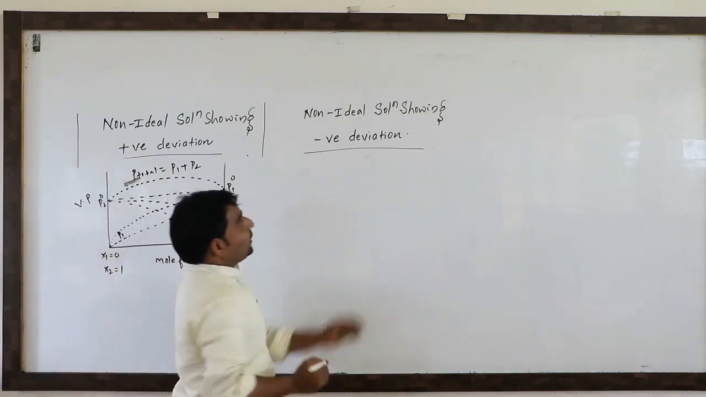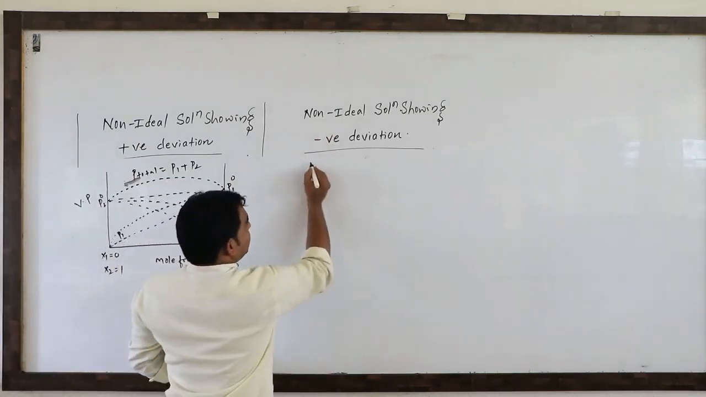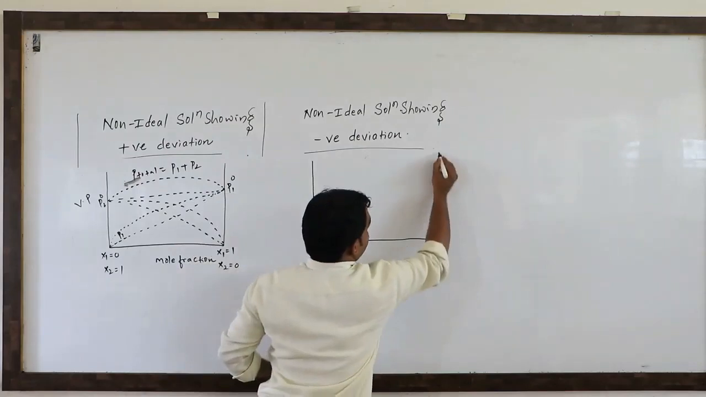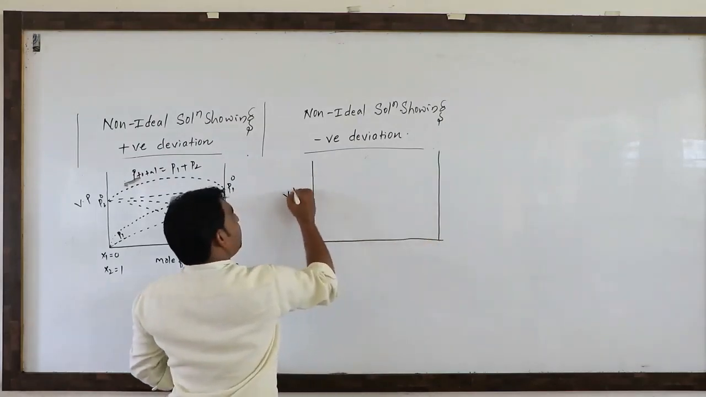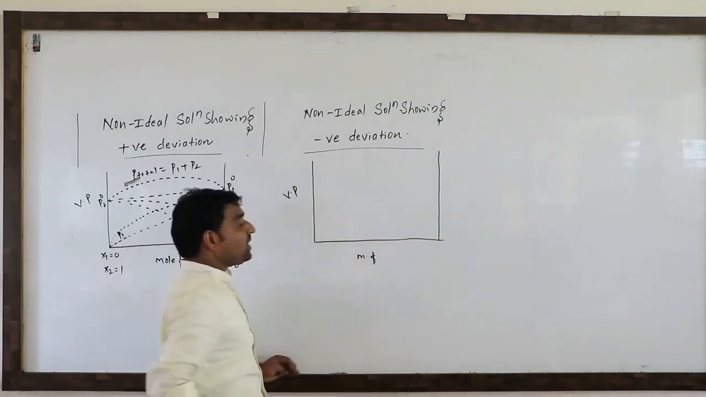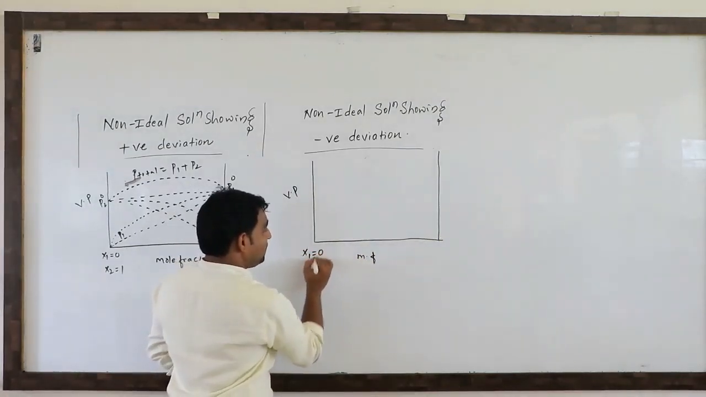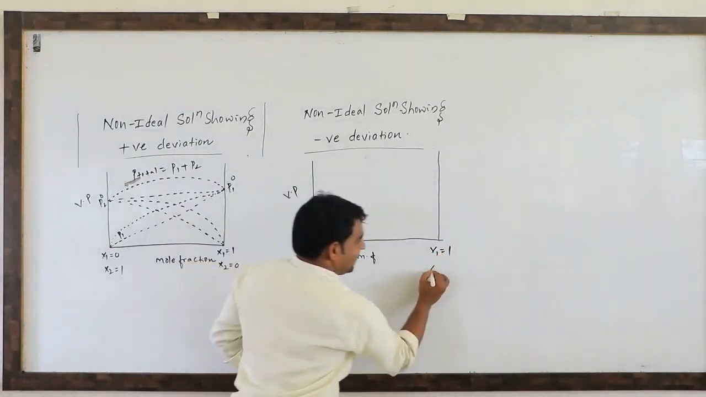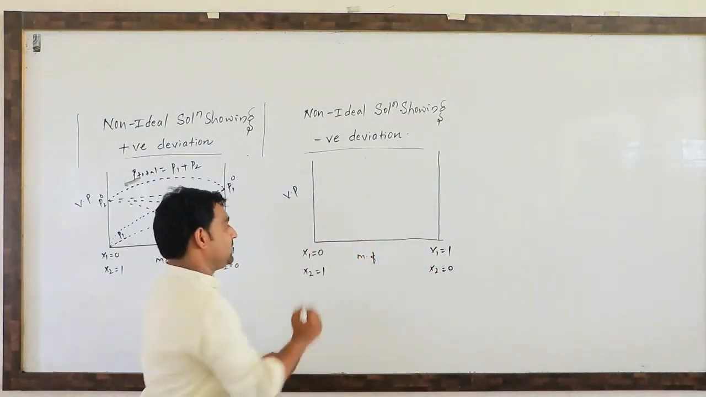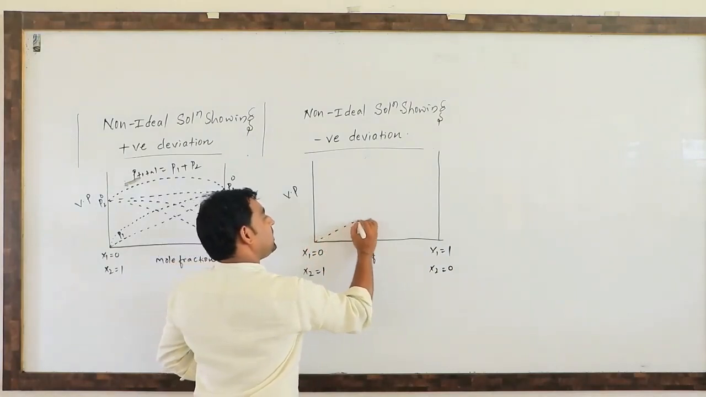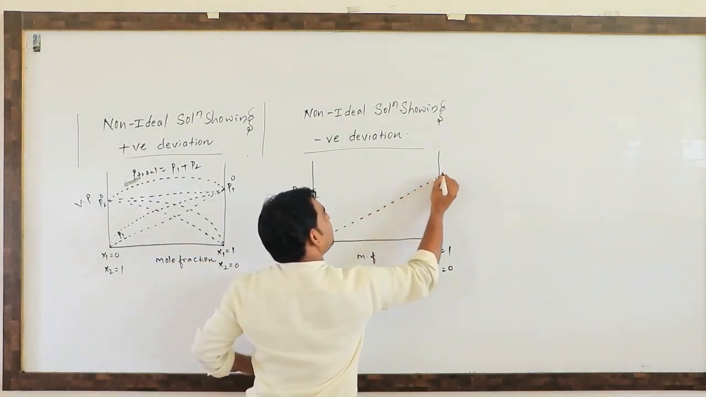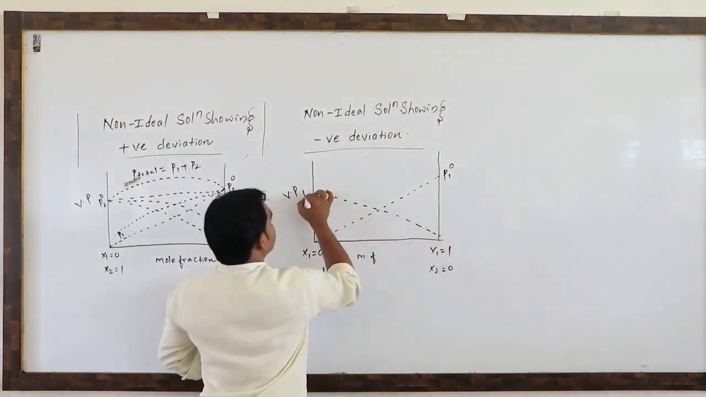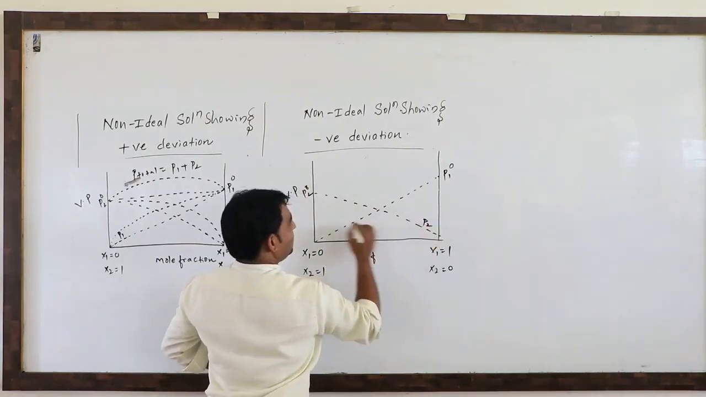Coming to the non-ideal solution showing the negative deviation, we have to draw the graph for the two components, taking the two axes the same. This is vapor pressure versus mole fraction. Same as before, x1 is equal to 0 at one end and x1 is equal to 1 at the other; x2 is equal to 1 here and x2 is equal to 0 there. The first component's vapor pressure according to Raoult's law I will draw here. The maximum value is P1 naught and the maximum value is P2 naught. This is P2, this is P1.